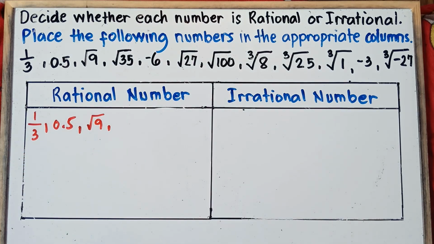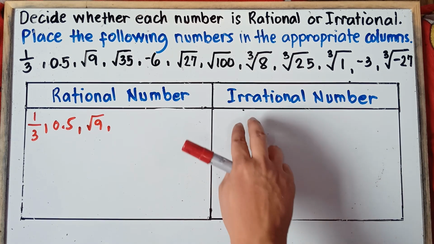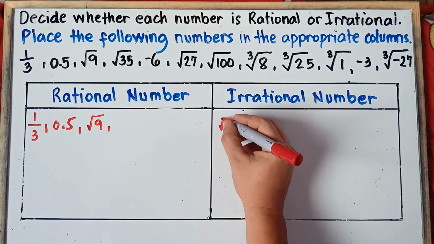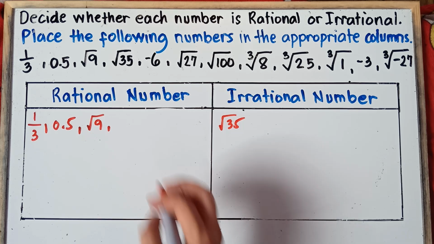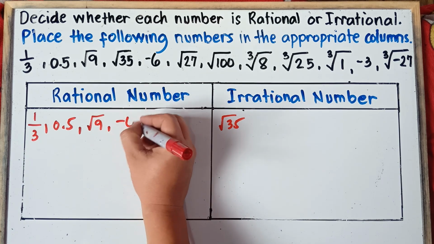Next, square root of 35. Is 35 a perfect square? Nope, 35 is not a perfect square. So therefore, square root of 35 is an irrational number. Next, negative 6. Negative 6 is an integer, so therefore it is a rational number.